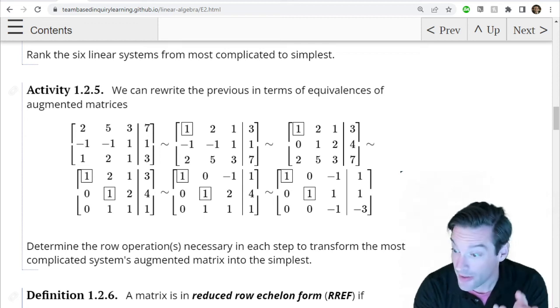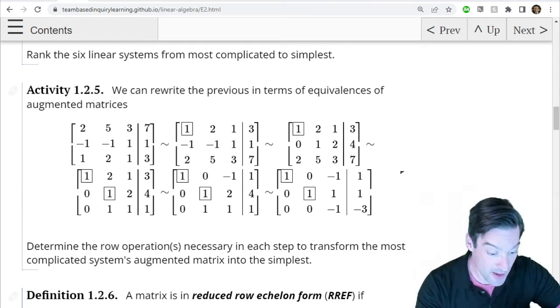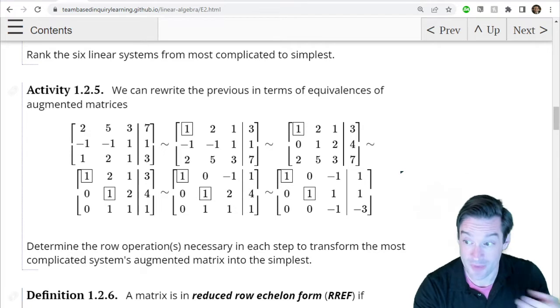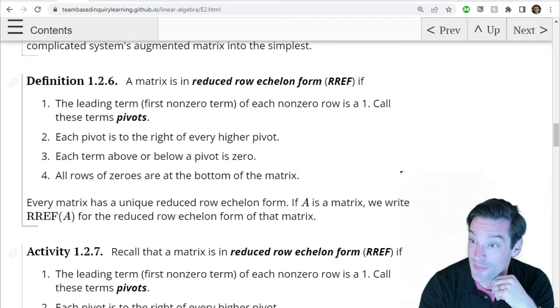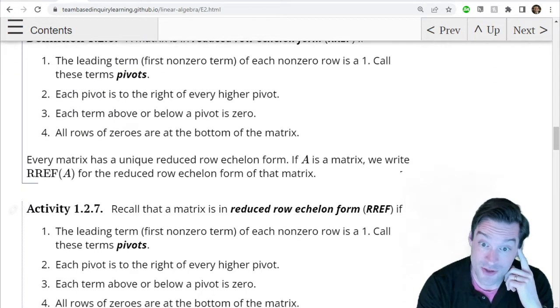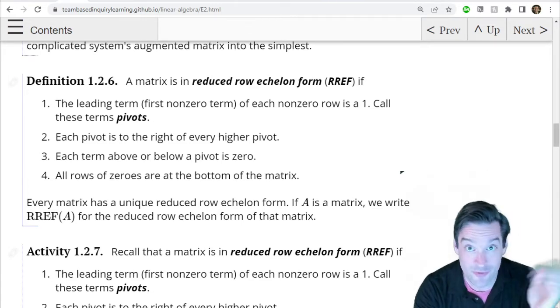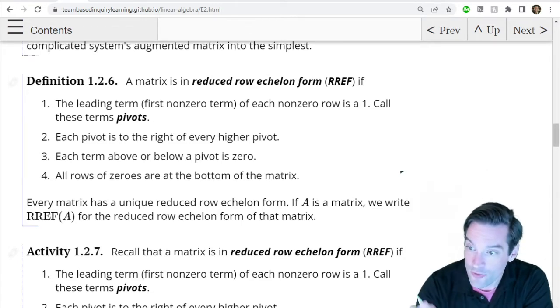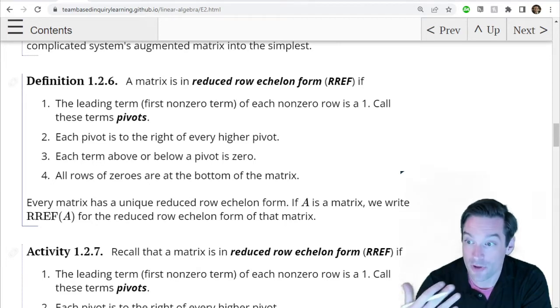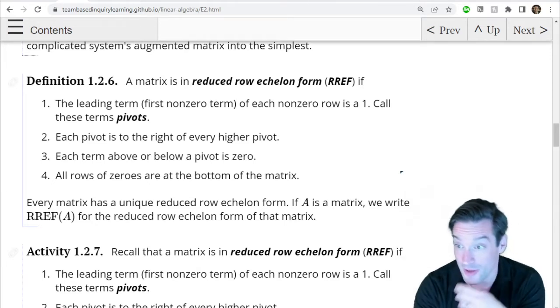So how do we know when a linear system is in the simplest possible augmented matrix form? The simplest possible augmented matrix form is called its reduced row echelon form. Because that's a mouthful, we often just call it RREF by its initials. And so 4 things have to be true for a matrix to be in its reduced row echelon form.